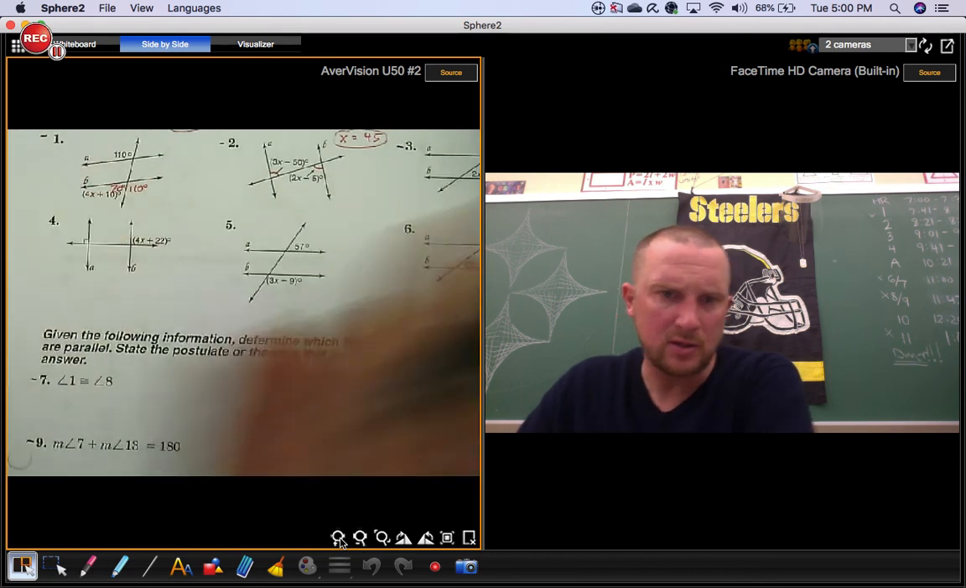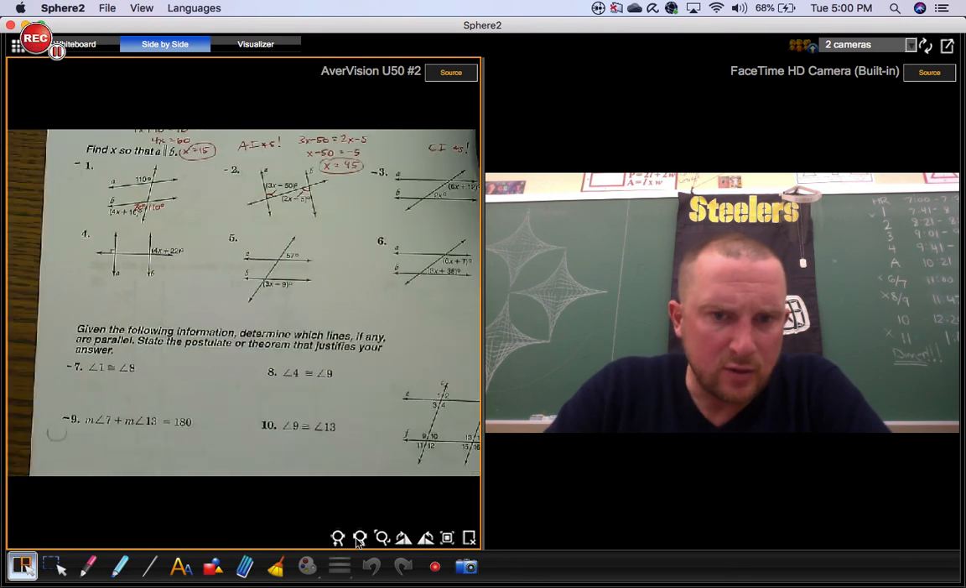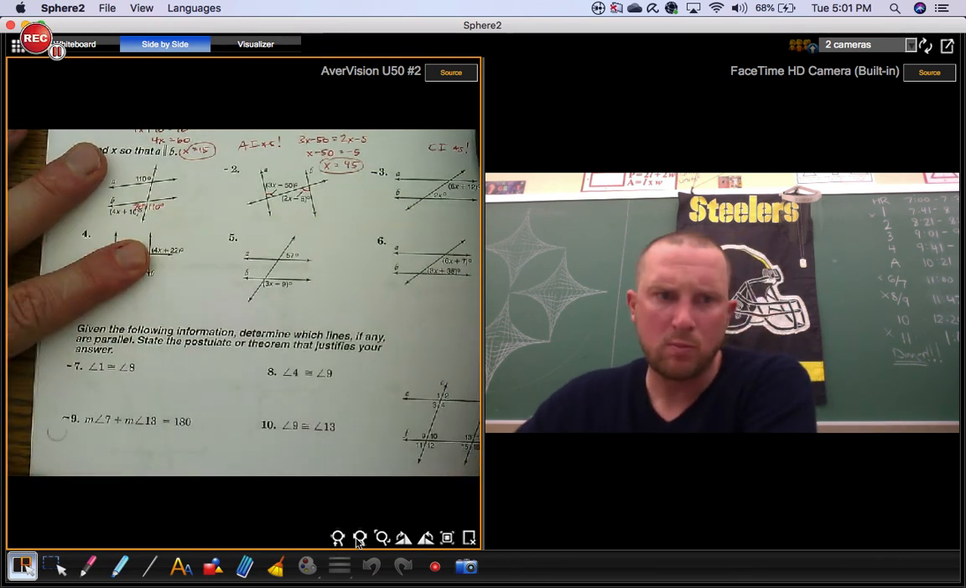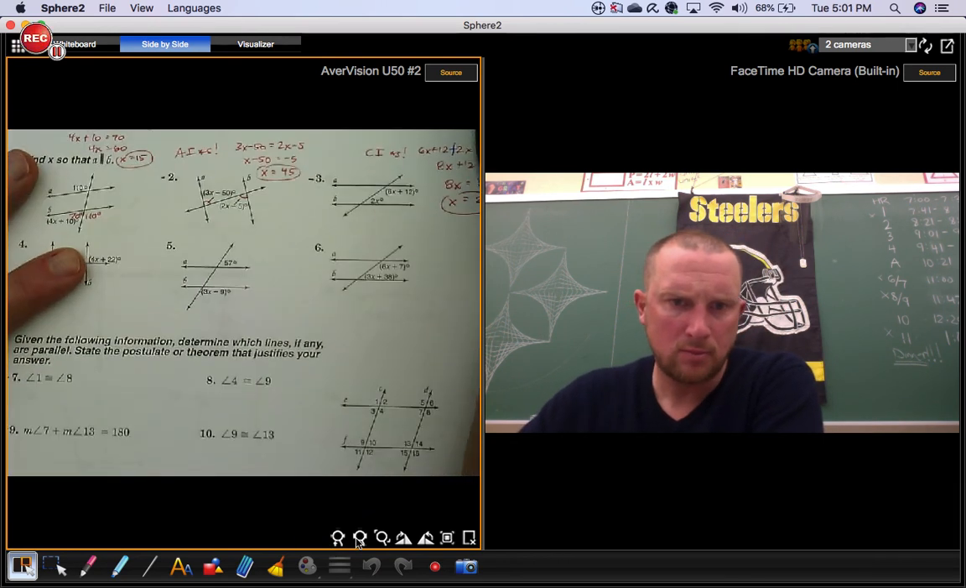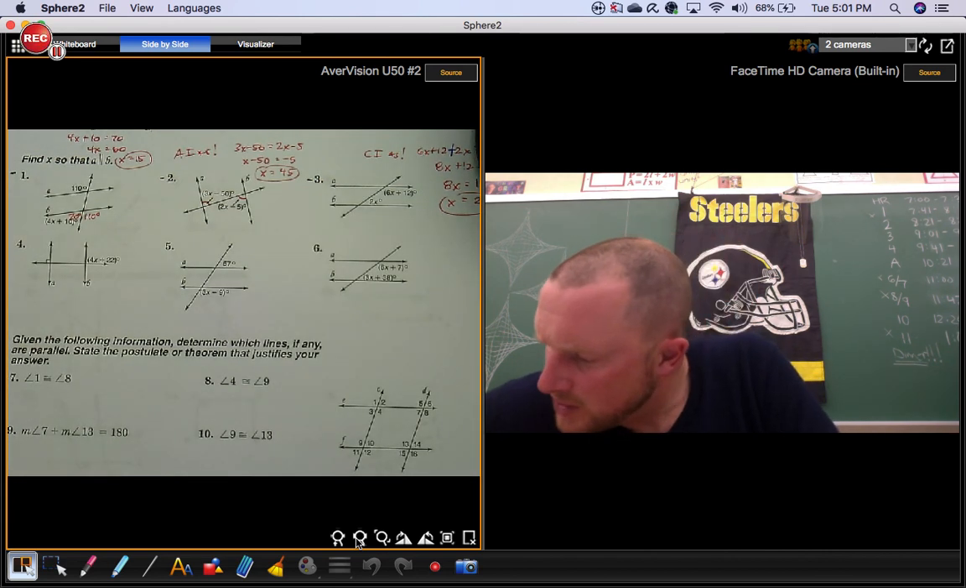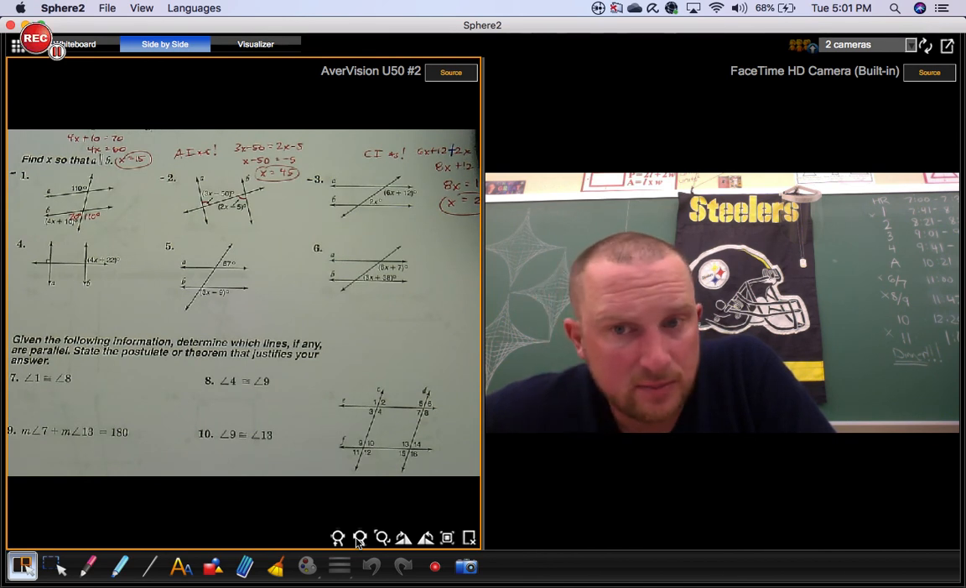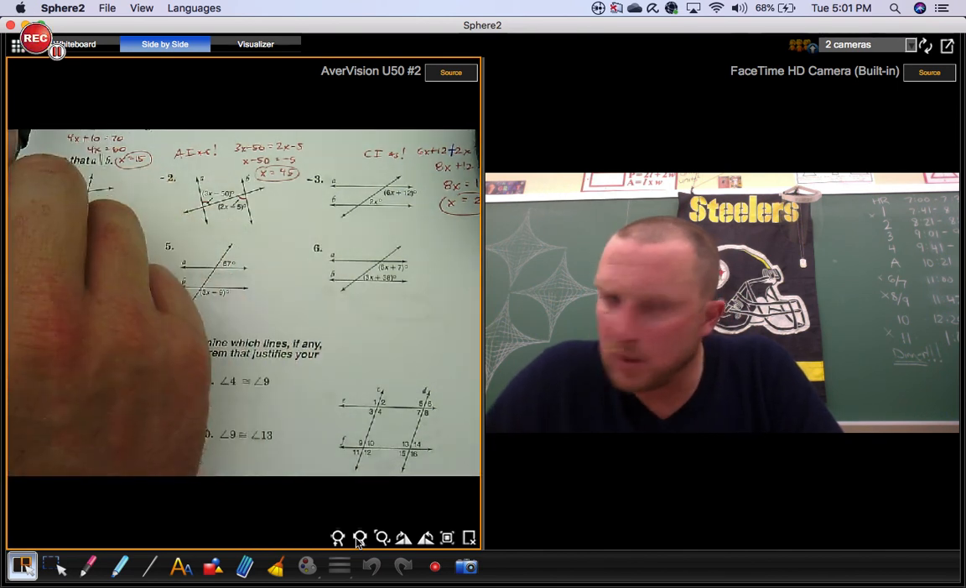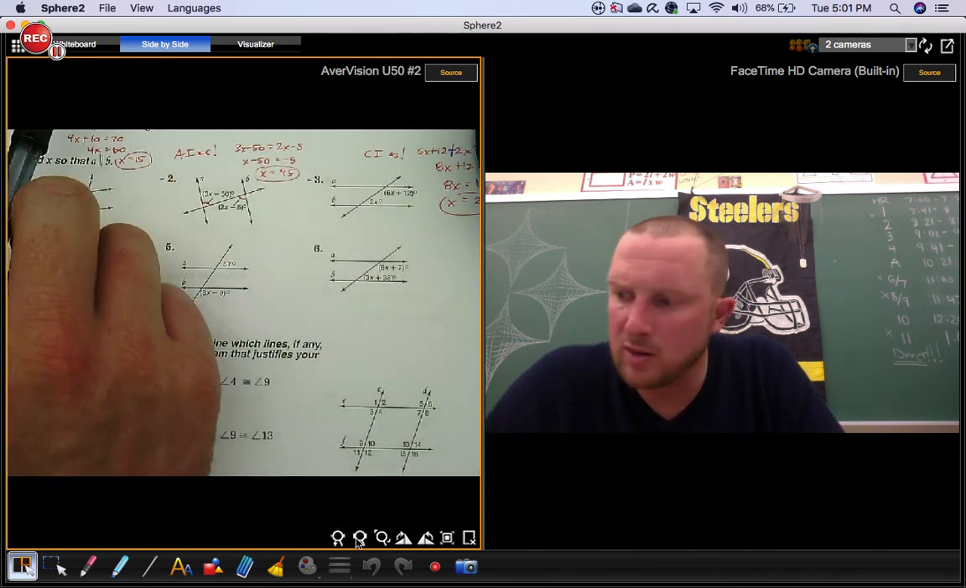Come down here and look at number 7. In number 7, they give you a different diagram. So it's down here. It's got 4 lines. Given the following information, determine which lines, if any, are parallel. State the postulate or theorem that justifies your answer. Okay, so the postulate is the one about the corresponding angles, and the theorems are the other three.